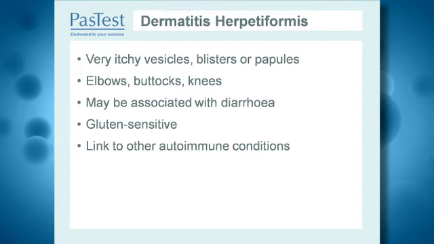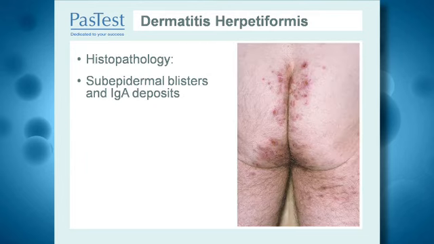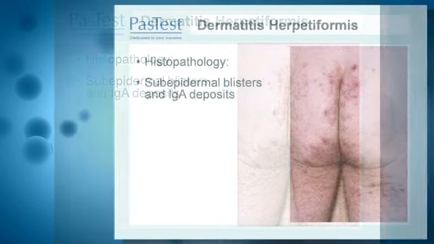So here we see a typical picture of dermatitis herpetiformis, and we can see over this patient's buttocks that there are the typical erythematous papules, and this patient had similar lesions over the elbows and knees. And there are really very few rashes that cause such intense itching of papules in this distribution.